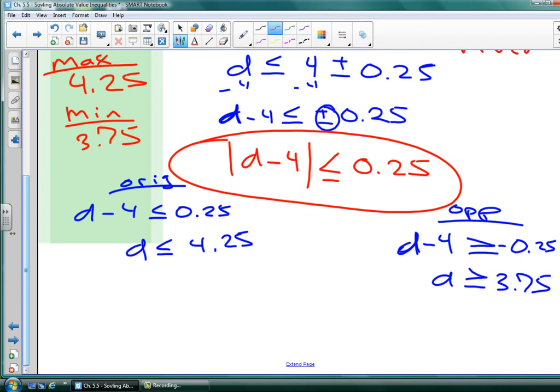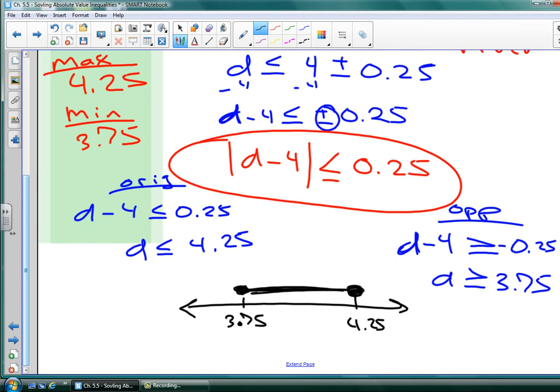If I wanted to graph this, I would do the following. On a number line, I would have 3.75, because that's the smaller one down here, with a closed circle. That's one boundary. I would have 4.25 up here, that's another boundary. Since d has to fall within that range, that's what it's talking about. Another way to see it is this one on the left says d must be less than or equal to 4.25, which goes this way, and this one says d must be greater than or equal to 3.75, which goes that way. So we see that this is an AND problem.